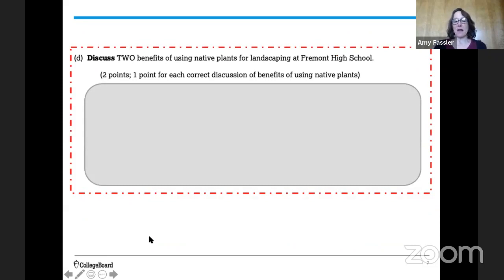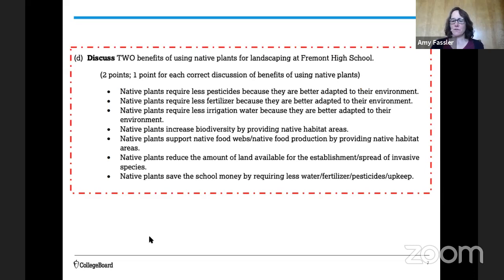Next, discuss two benefits of using native plants for landscaping at Fremont High School. We mentioned a few of these yesterday. Remember, most of them focus around the fact that those native plants are better adapted to their environment. Therefore, they need less pesticides, less water, less fertilizer. And again, because I'm discussing that benefit, I'm stating something and then discussing why that is a benefit. That "because" is a real nice transition term there. You can see a few other examples that they gave as well.